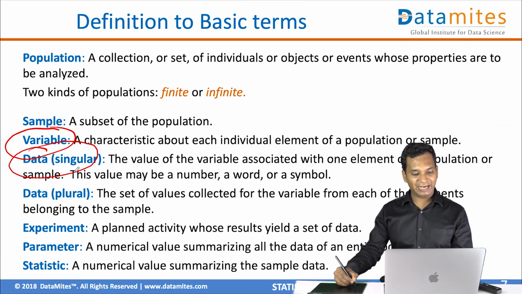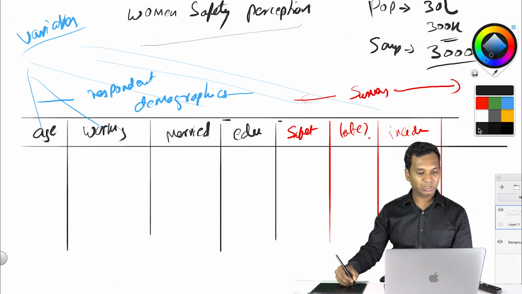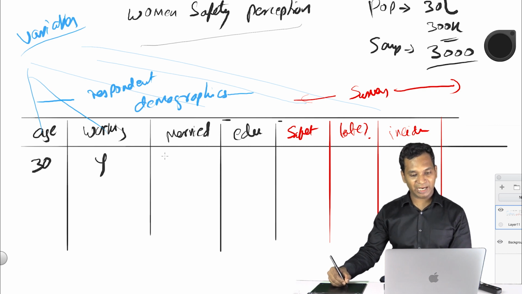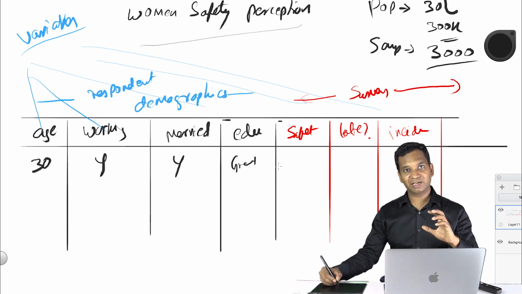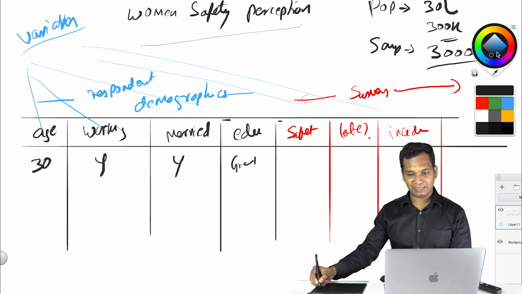And then you have data. So if you go ahead and collect the data, let's say there is a woman of 30 years of age, working, yes, married, yes, education, let's say graduation, and we can also take salary levels. Or maybe you should actually put economic class, rich, poor, middle class, because that really determines your safety factor as well. So I could also put some skills, just for example.